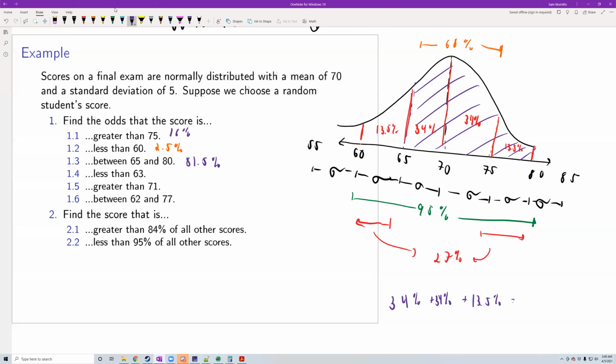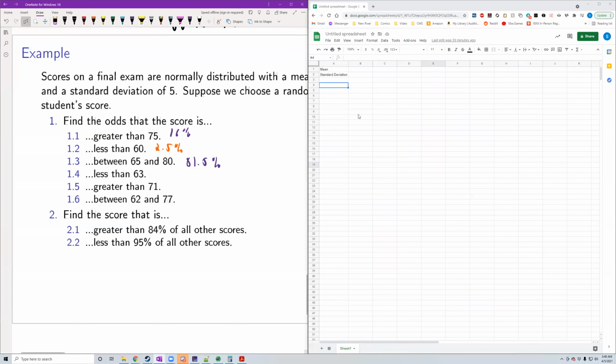Now, all of these last ones ended up being things that lined up nicely with the standard deviation, but this one says less than 63. We won't be able to solve this using the empirical rule. What we'll have to do instead is use our calculator. Let me go ahead and show you how we would approach this in Google Sheets. The first thing I would do is write into Google Sheets the mean and standard deviation for my problem. I would then put in the specific x value that we're looking for. In this case, 63.